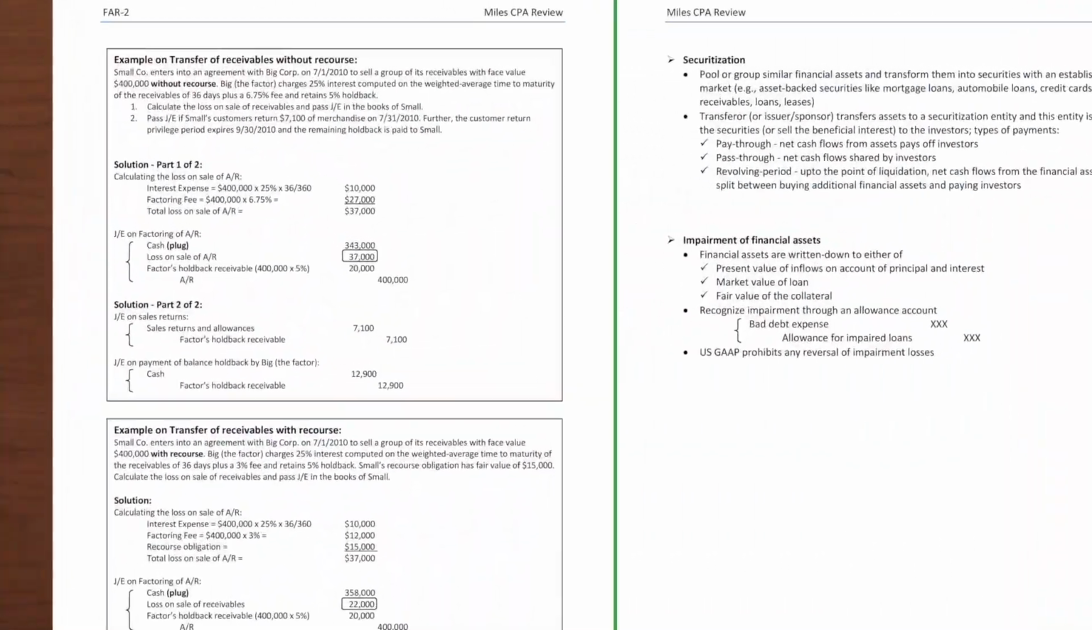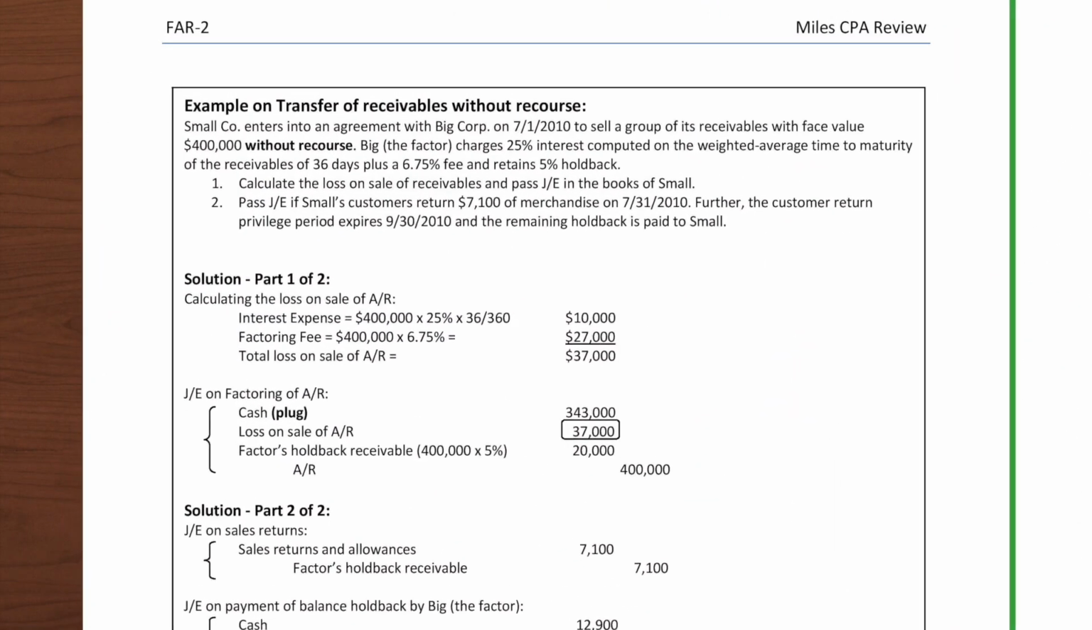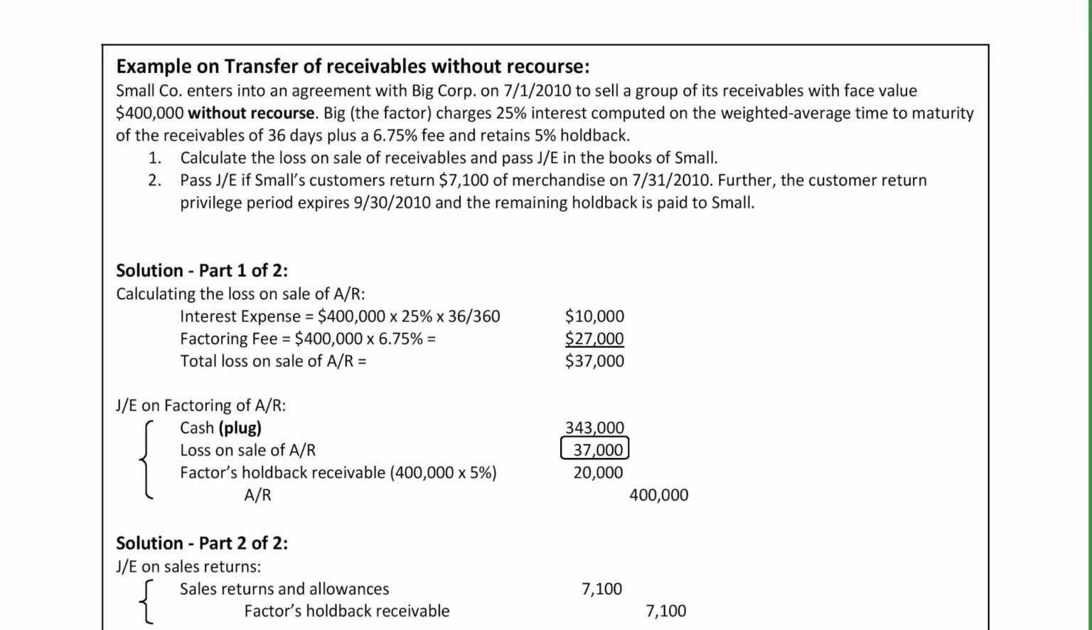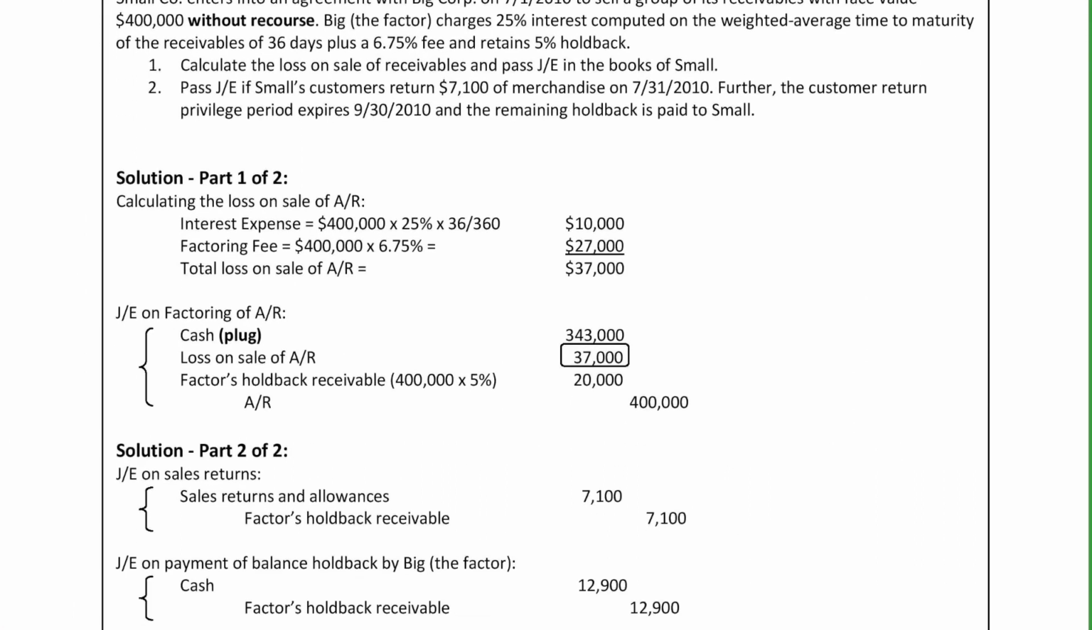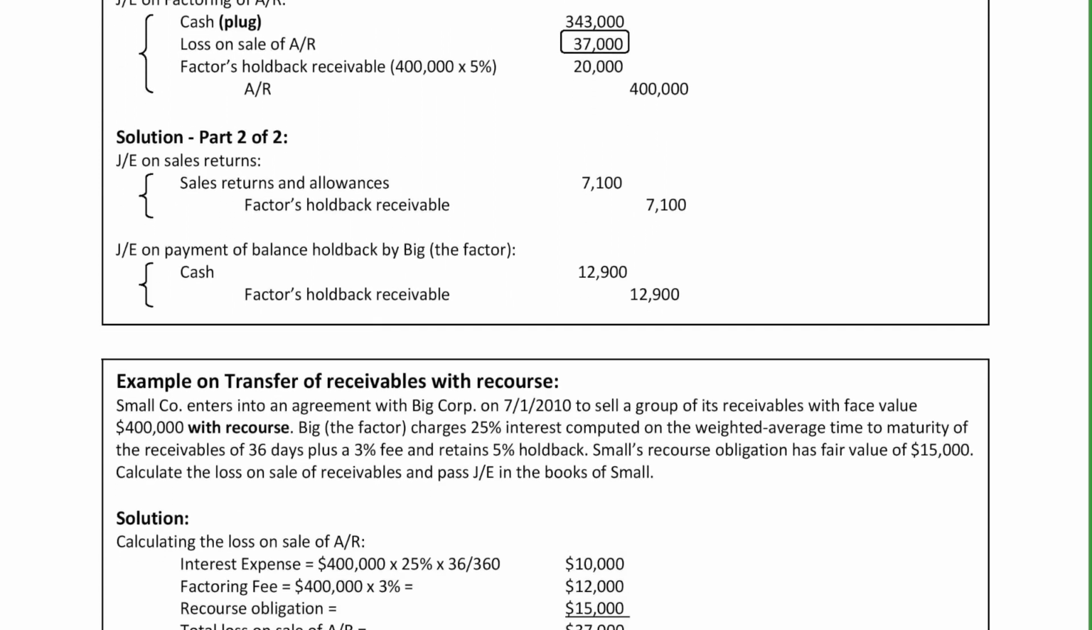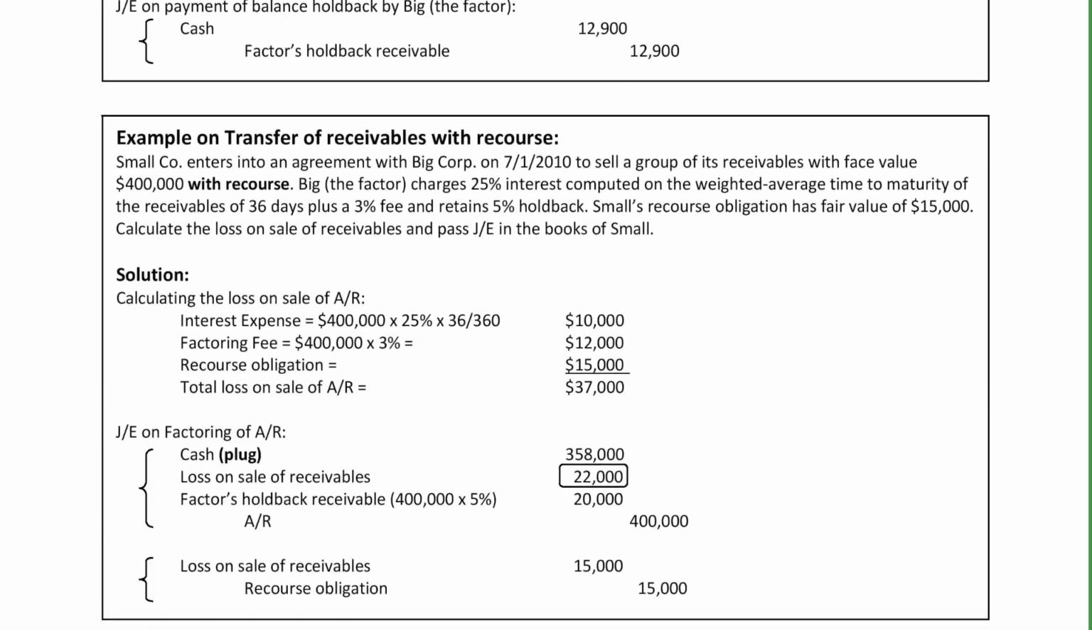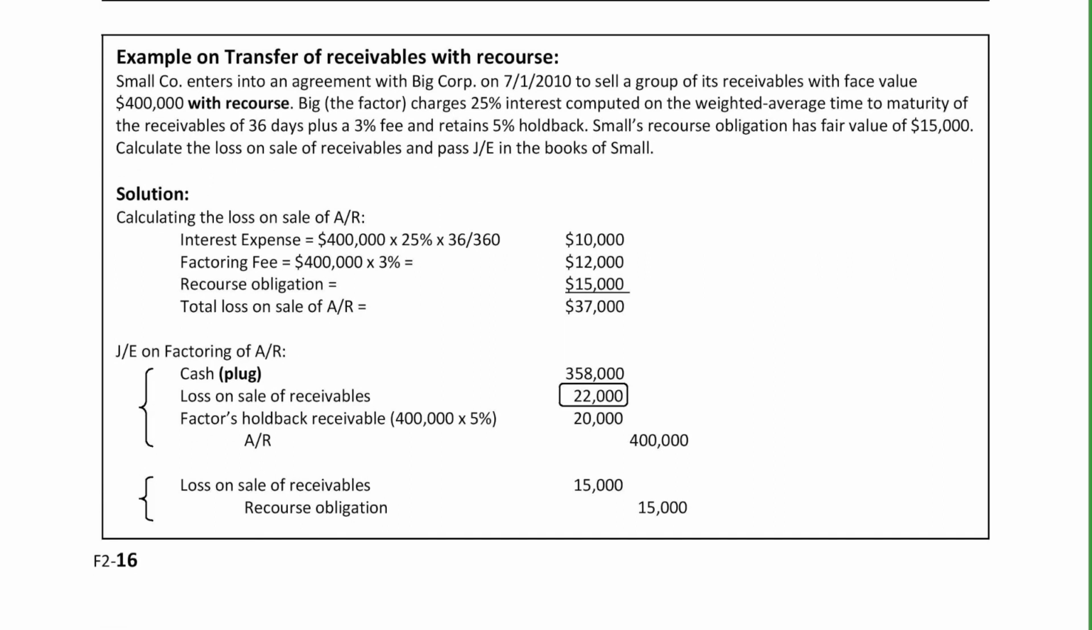Moving on to page 16, we have a couple of examples on this page which we've done in pretty much detail, and we've also put numbers from these examples onto the previous page. Now, I want you to get to the bottom of this page and look at the second example that we have on transfer of receivables with recourse. Look at the last journal entry there, which says loss on sale of receivables, or the loss on factoring debit, and the credit is to recourse obligation.